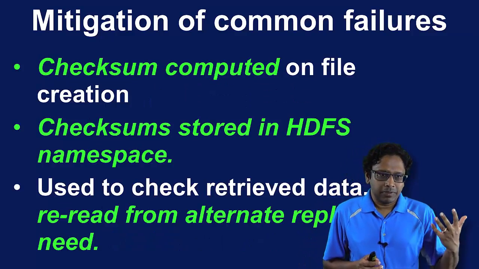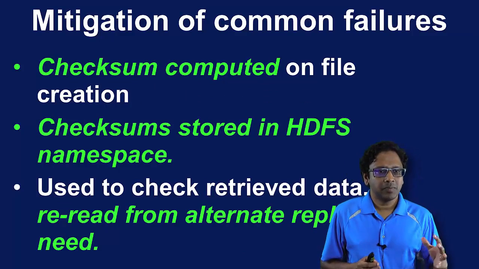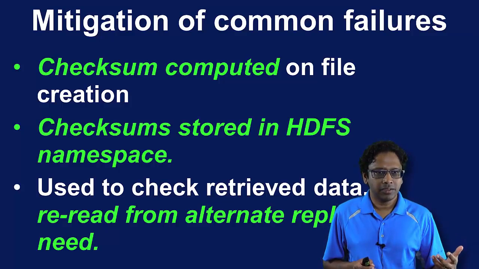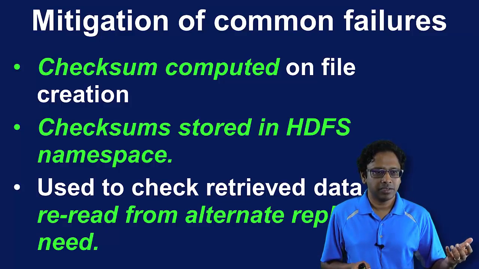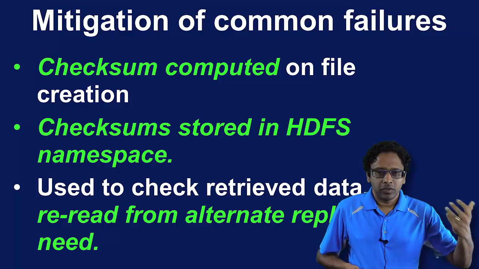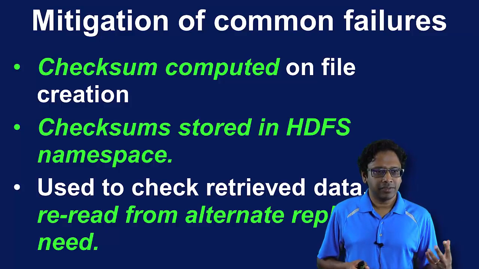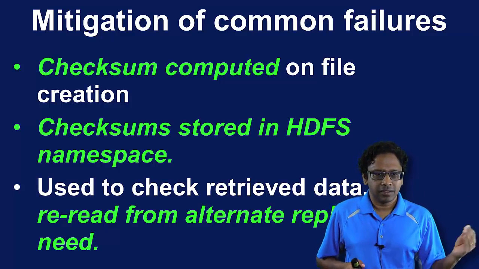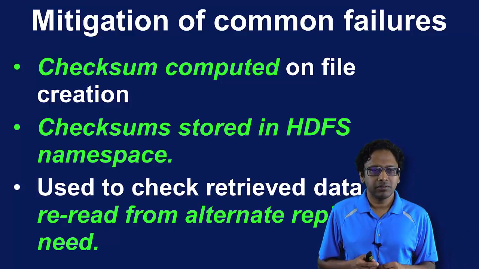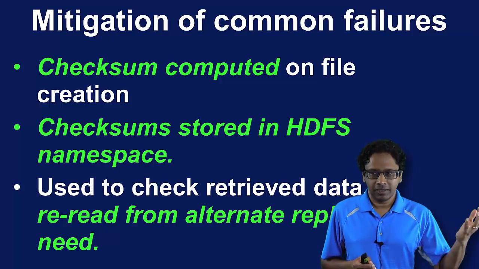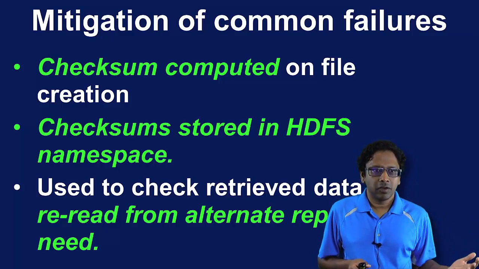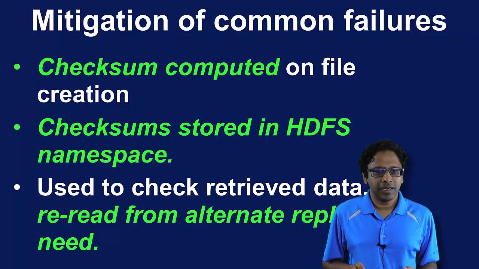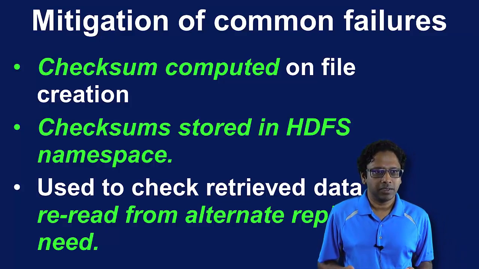So the other thing that happens is you might get data corruption. So that is mitigated using checksums. So when a file is created on a client, you get a checksum computed, and this particular checksum is stored in HDFS namespace. So when you go back to the read aspect and you're trying to retrieve this data, each block that is read, you have the checksum information available, so you would check that, and then if there's a problem, like if the checksum doesn't match, you reread from an alternate replica. Again, having the replica helps you get uncorrupted data in this case.